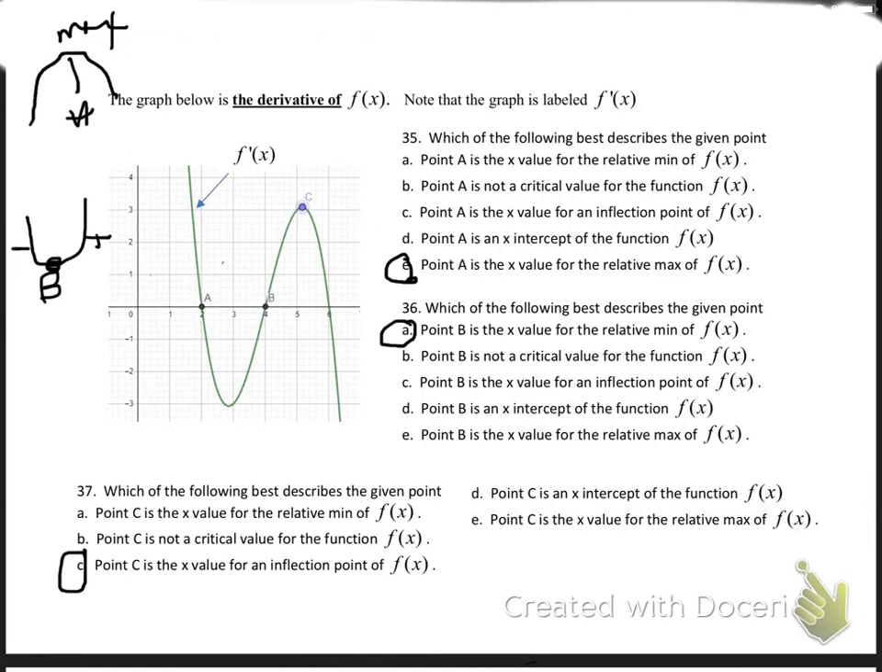So that takes care of 35, 36, and 37, and you probably want to go back and think about this because these are very good questions, and it's important that you know that you are looking at the graph of f prime of x, not of f of x, but the graph of the slope tells us about the function, and that's what these questions address.